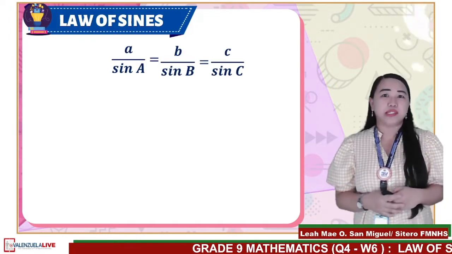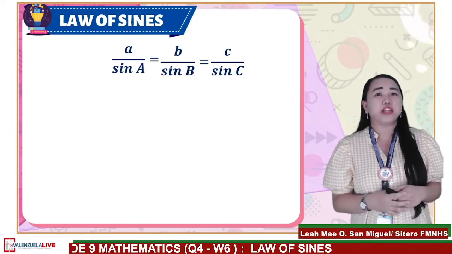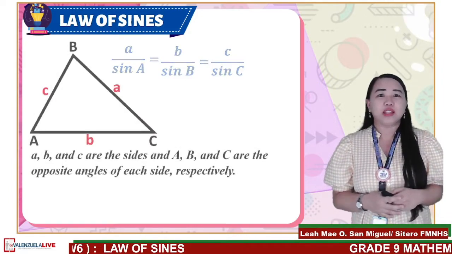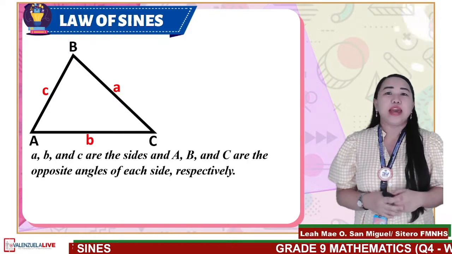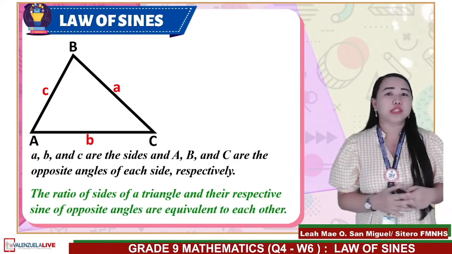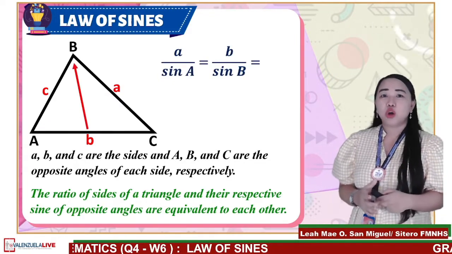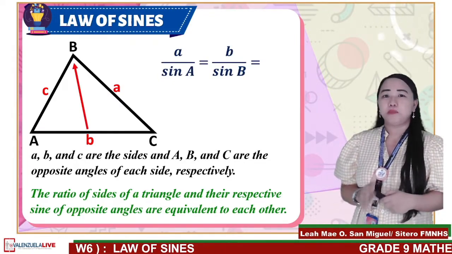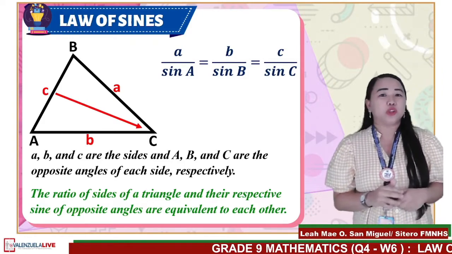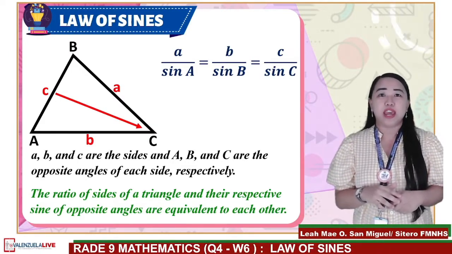Given triangle ABC, where A, B, and C are the sides, and capital letters A, B, and C are the opposite angles of each side respectively. With this, the law states that the ratio of sides of a triangle and their respective sine of opposite angles are equivalent to each other. The ratio of side A to the sine of its opposite angle A is equal to the ratio of side B to the sine of its opposite angle B is equal to the ratio of side C to the sine of its opposite angle C. The term sines is in plural form with S because there are three ratios of sine in a triangle.